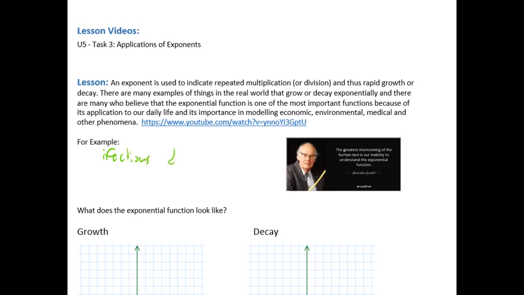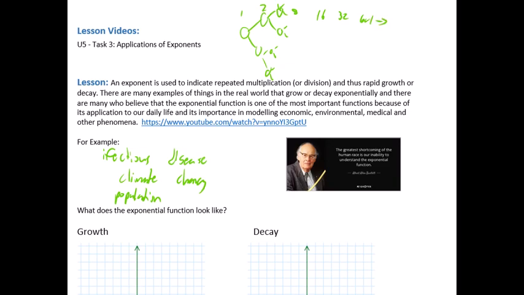It can model climate change, and even population. If you think about it this way, if you have one person who has two children, each of them have two children, and each of them have two children, we can see the growth from one person to two people to 4 to 8, and then you can see the pattern already 16, 32, 64, and so on and so forth. Exponential growth is, well, it's exponential. It gets very large, very quick, very fast.